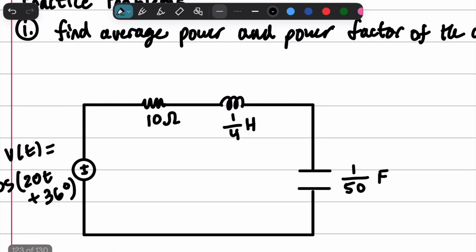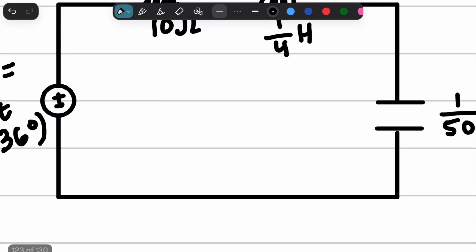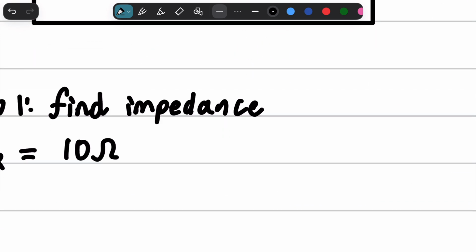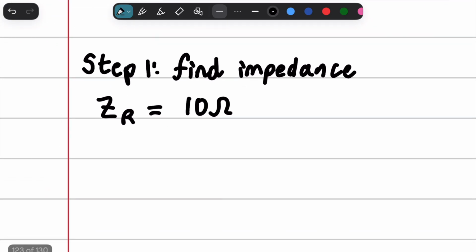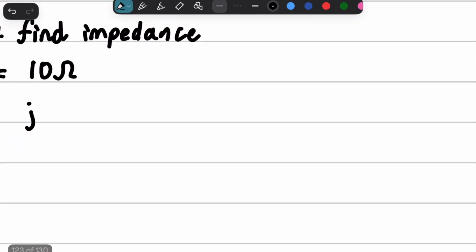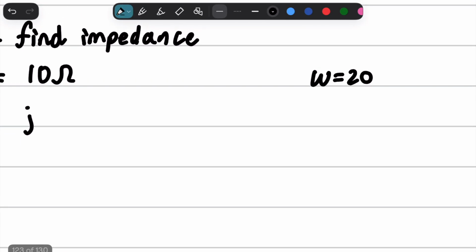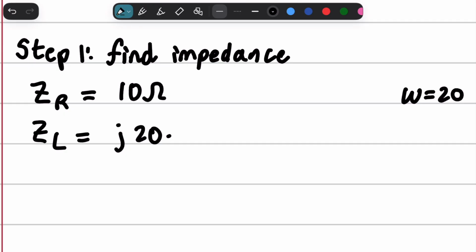And we already know the impedance of our resistor, which I'm just going to call R, or ZR to be consistent, and that's just 10 ohms. And we also know the impedance of our inductor. It's just ZL is equal to J omega, and our omega in this case is omega equals 20 from our cosine function right here. So it's just 20 times the henries, which is 1/4, and so that's J5.